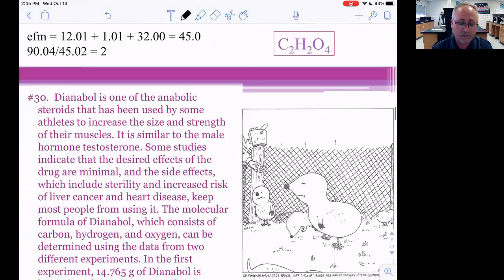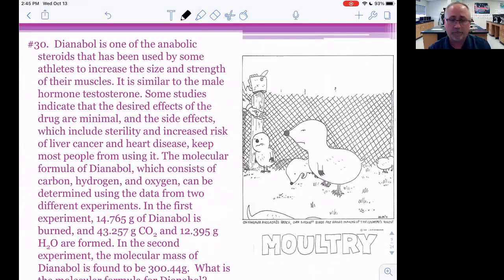So this one is kind of a monster problem, the Dianabol. Dianabol is an anabolic steroid. It can be used by athletes, of course, none at this high school. Studies indicate that the desired effects of the drug are minimal, and the side effects are actually quite substantial. So increased risk of sterility, liver cancer, heart disease. But people keep using it because it makes them bigger. They need to stop anyway, whatever.